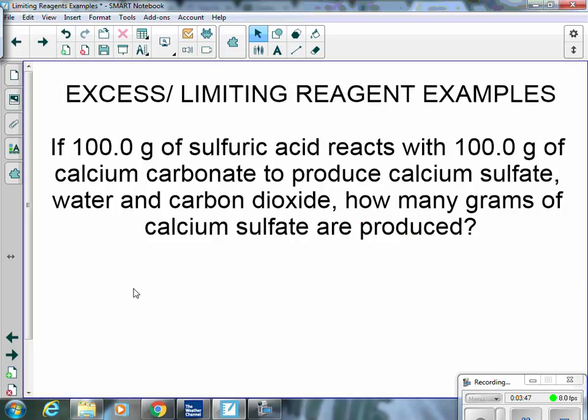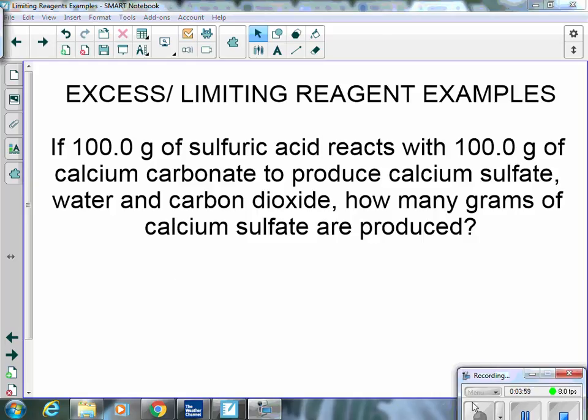So, here is the first problem. I'll give you a second here to write the problem down, and then we're going to work it. Okay, the question states, this is an excess/limiting reagent example. If 100.0 grams of sulfuric acid reacts with 100.0 grams of calcium carbonate to produce calcium sulfate, water, and carbon dioxide, how many grams of calcium sulfate are produced?